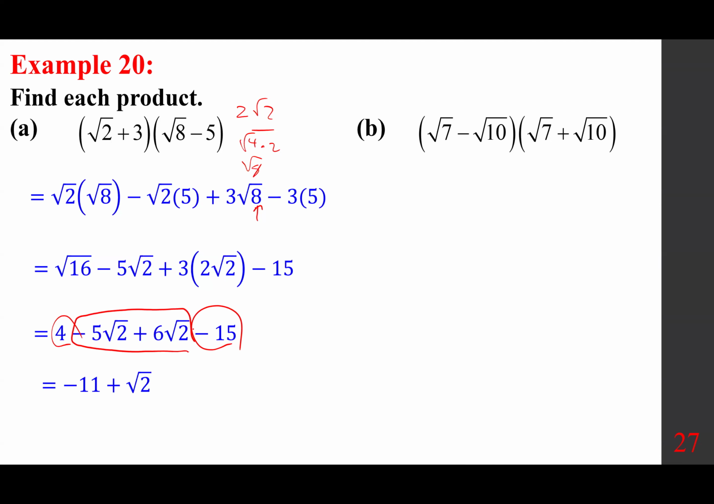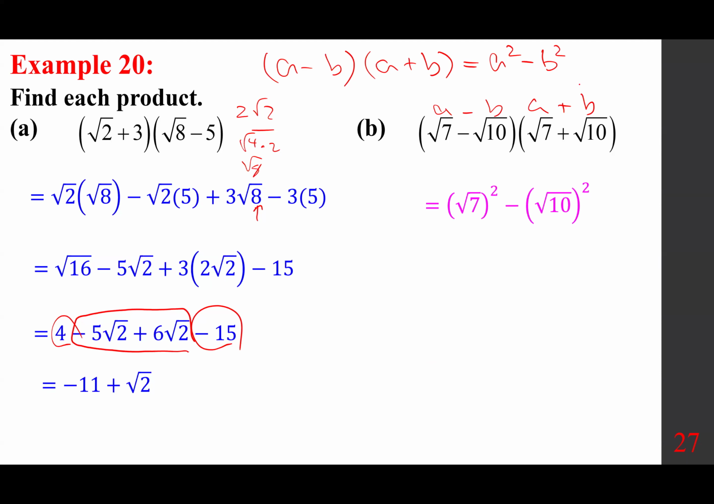What about this one? Let me remind you of the easy way out. A minus B, its conjugate is A plus B. Their product is A squared minus B squared. You can do the foiling, but you don't have to because this is A minus B, this is A plus B. So it's A squared minus B squared, which is 7 minus 10, which makes it negative 3.